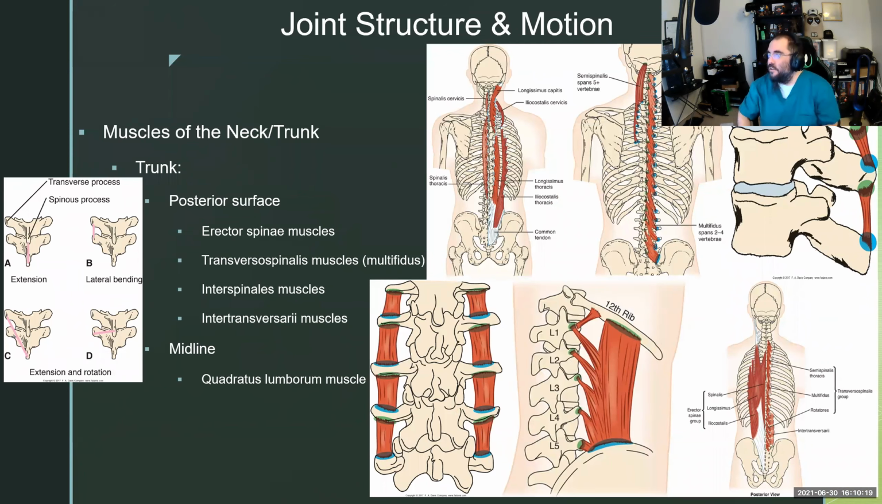And on the posterior surface, when we get back to the back, we have our erector spinae group again, right? Our longissimus, our iliocostalis, our spinalis, all those fun ones that go along with the erector spinae. We also have what's called our multifidi, or our transversospinalis muscles. Just call them multifidi. The multifidi are going to be responsible for going transverse, going across the spine.